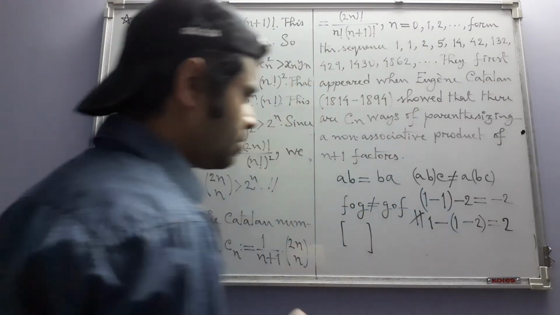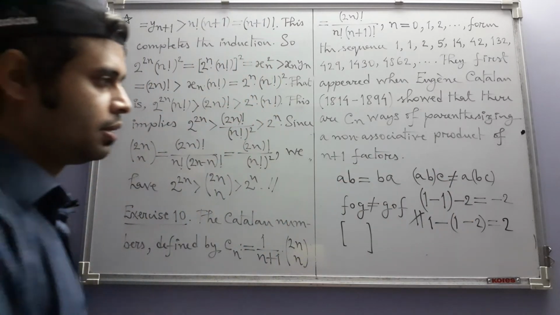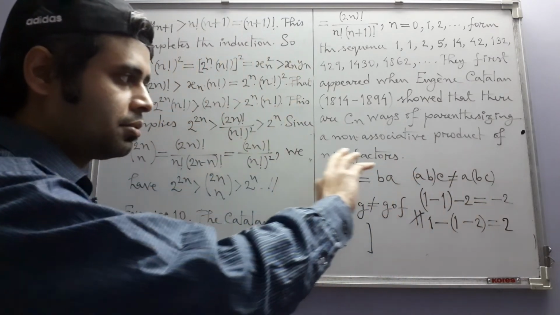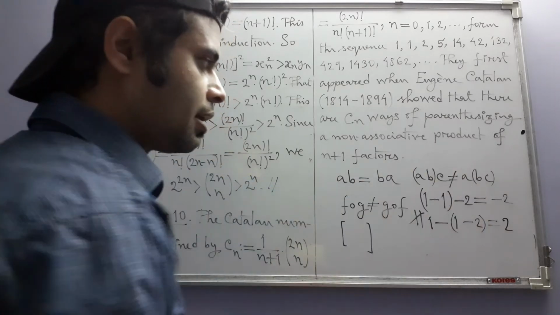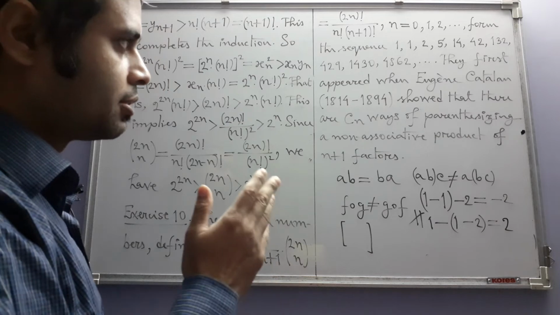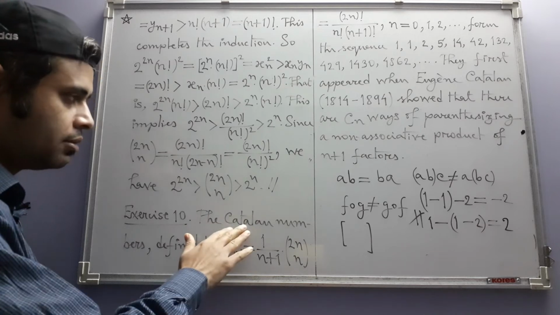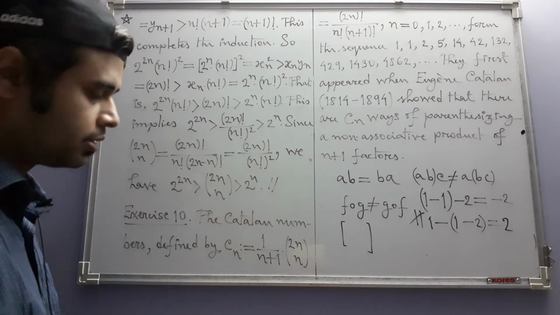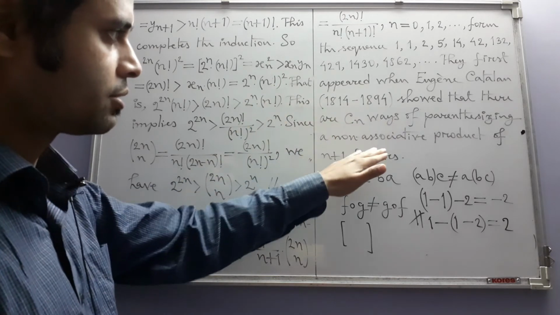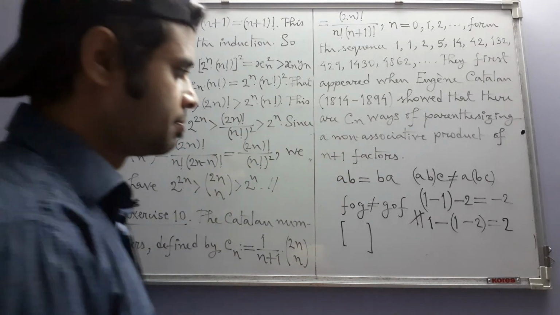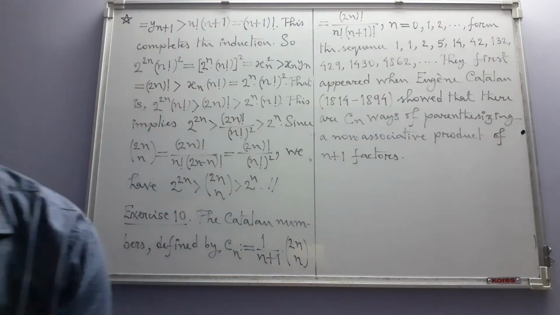Now a natural question occurs: fine, so if I have 3 factors, in how many ways can I parenthesize such a product? This is one way, this is another way. Is there any other way? So that number turns out to be Cn, and it was shown by this fellow Catalan that there are Cn ways of parenthesizing a non-associative product of n plus 1 factors. For example, I think an example is also given here.